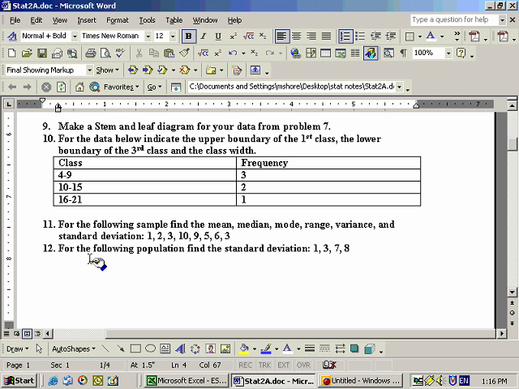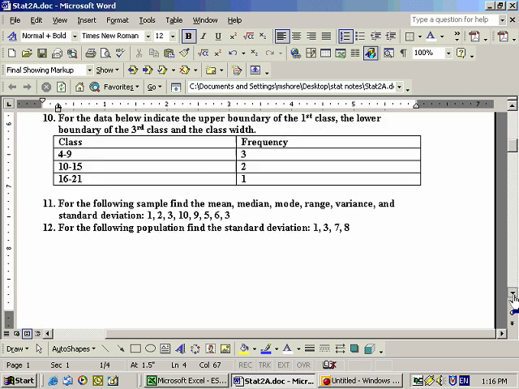The next problem says, for the population, find the standard deviation. Well, we would just put 1378 in, and it would tell us our population standard deviation right in that cell.